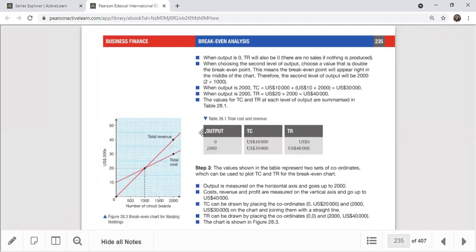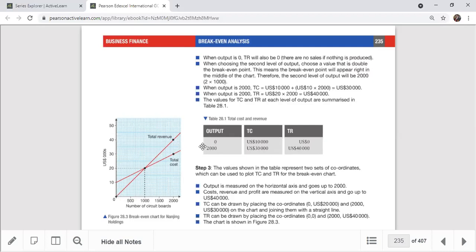We can make a small chart for this. So we can take output 0 and 2000. Total costs and total revenue we can calculate, and the only thing we have to do is match the coordinates. In order to draw a straight line, we only need 2 coordinates, x1, y1 and x2, y2. So that's why we need the xy coordinate and the x1, y1 coordinate.